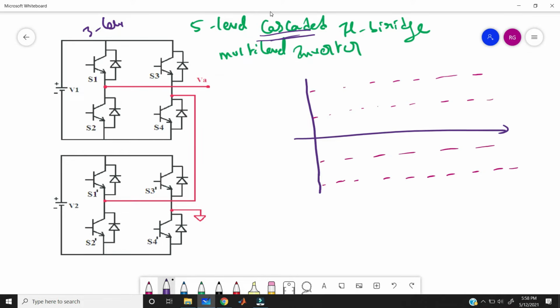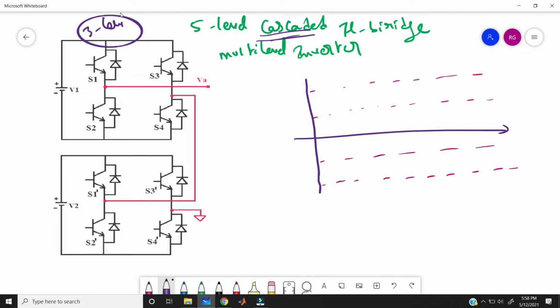So if you connect two inverters, then that is the 5 level inverter. If you take only one inverter, that is the 3 level inverter. If you take another inverter here, then that is the 7 level inverter. If you take another, that is the 9 level. And if you take another, then that is the 11 level inverter. So like this you can get more levels in a cascaded H bridge multi-level inverter.